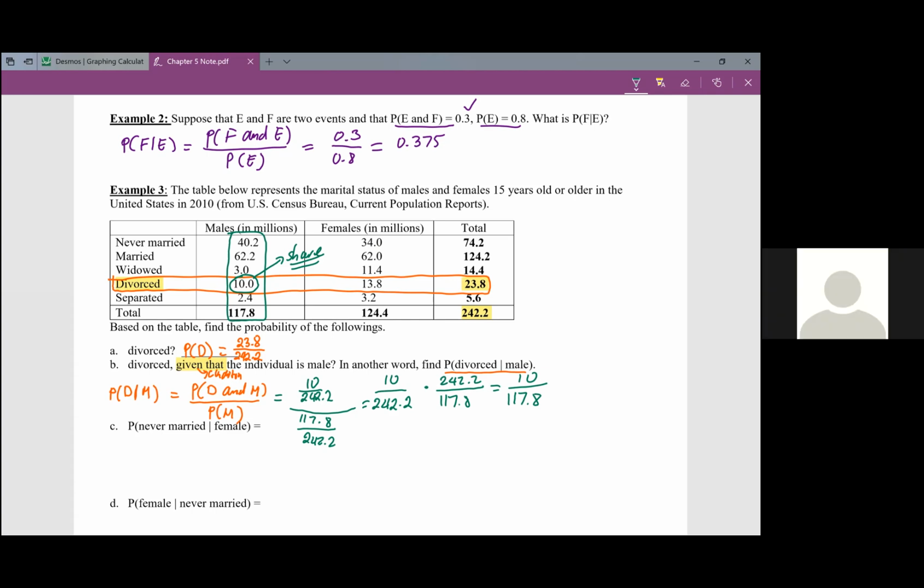I have a question. Couldn't we just go straight to doing 10 divided by 117.8? Well, that's what I just mentioned before. We're gonna do it with the formula first, and then we use the logic later. Oh, okay, gotcha. Okay, makes sense for the formula, yeah.